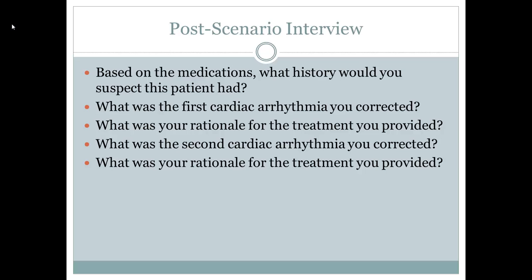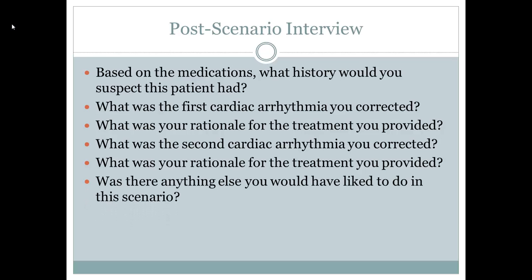And then we just finish with, was there anything else you would have liked to do in this scenario? Again, scenarios are a very, very stressful experience for students. Sometimes students get flustered, and as soon as the scenario ends, they're just like, oh, why didn't I do such and such? So this will give them a chance to show the instructor that they were thinking of it, it just slipped their mind in this stressful situation. So that pretty much sums up my 4 different types of assessment.